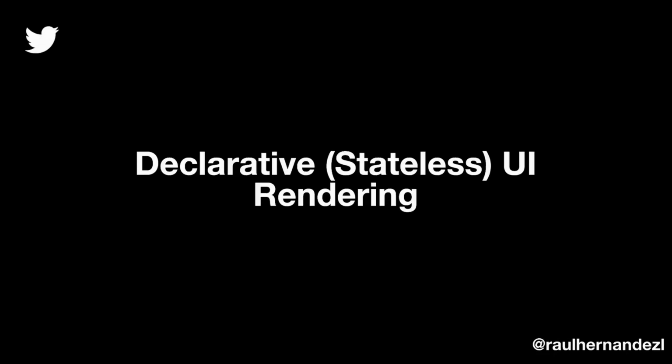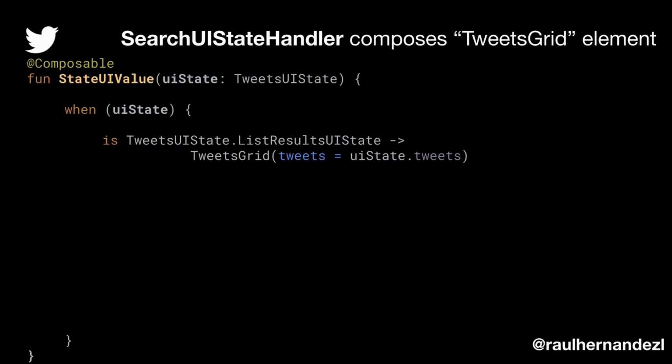Now let's see what we can render for compose. For instance, state UI value basically gets the UI state, and the UI state, when it changes, will have a new value with the tweets in it. And basically, I started the list results UI state with a tweet script.